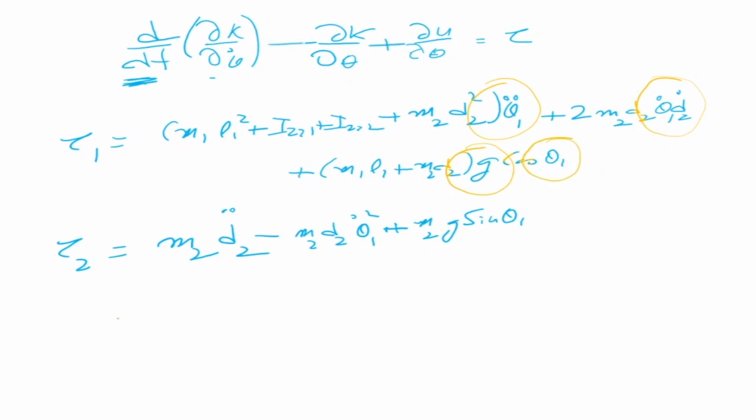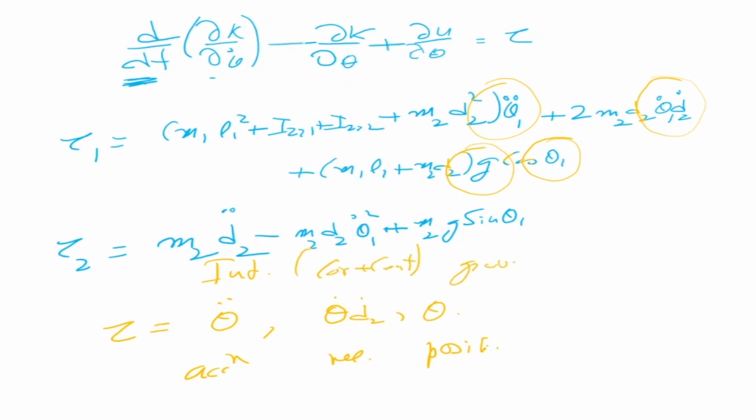Okay. So your tau depends on theta double dot, theta dot and d2 dot, and theta. So it depends on acceleration, it depends on velocity, and it depends on position. And each of these is inertia. This is Coriolis plus centripetal. Okay, plus this is gravity. So what we have seen is that the total torque acting at the joints is the sum of inertia forces, Coriolis, centripetal force, and gravity force.